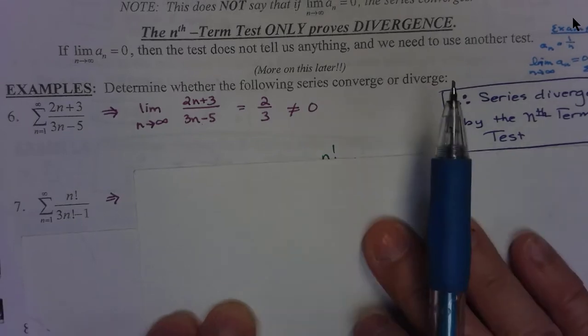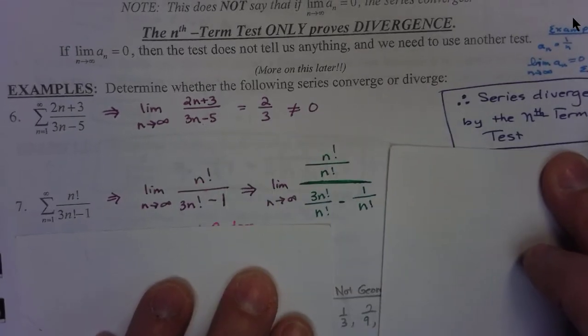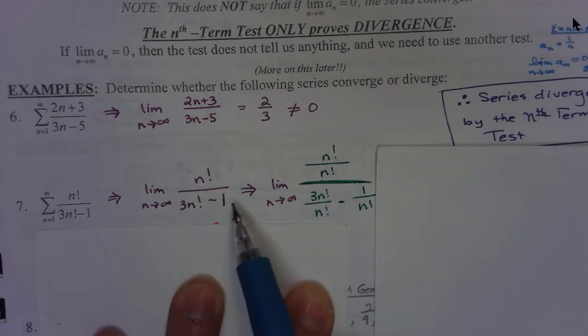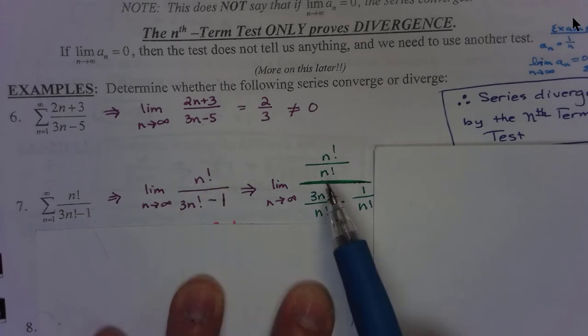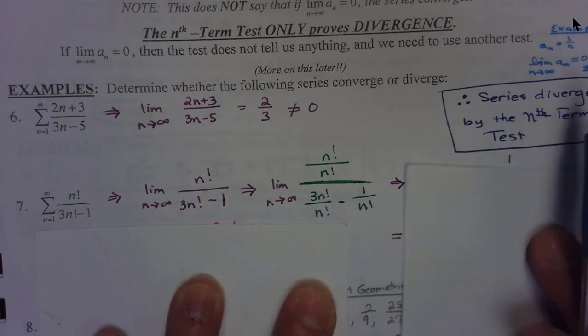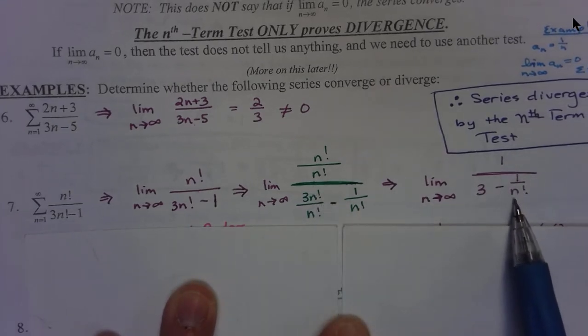Oh goodness, we have to look at factorials. How in the world do I work with that? When we have a factorial situation, we are going to divide every term of my ratio by n factorial in this case. When we do that, we get 1 on top, 3 minus 1 over n factorial.